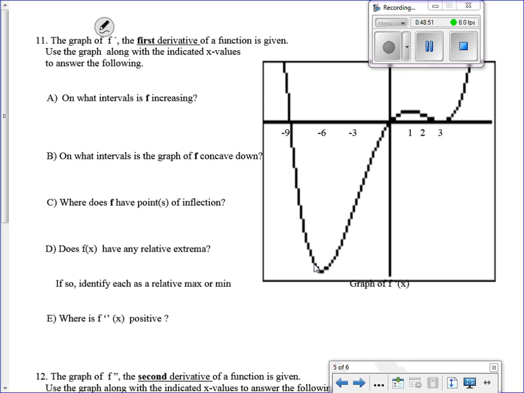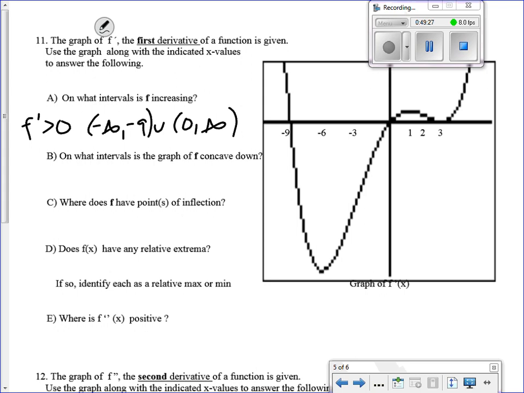Okay, so on what intervals is the function increasing? Well, a function is increasing when the first derivative is positive. So you're looking to see where the graph of the first derivative is above the x-axis. That's going to be from negative infinity to -9, between 0 and 3. Oh, and then 3 to infinity. So let's just say 0 to infinity. We can just save ink. And for intervals of increase and decrease, you do not have to include the endpoints.